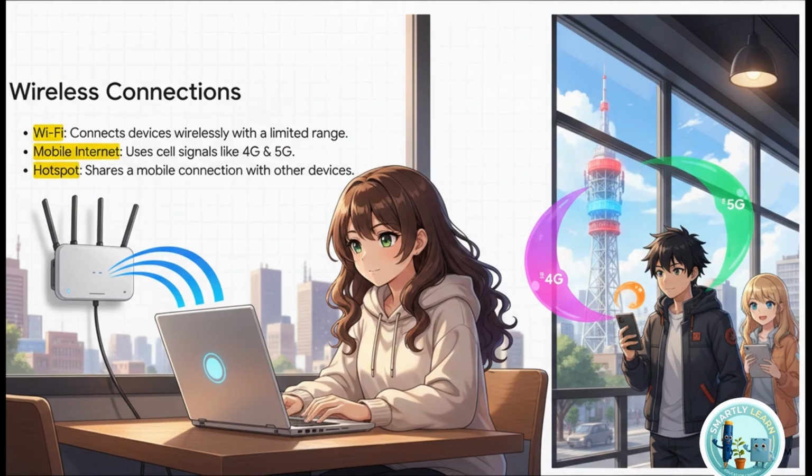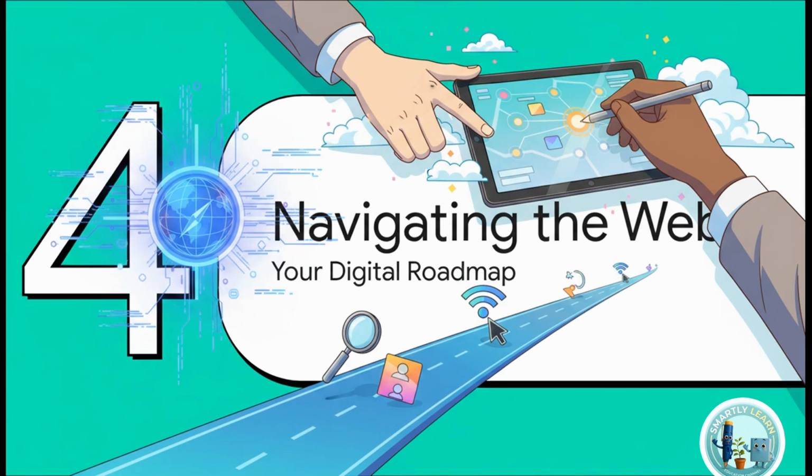And of course, today, so much of our access is wireless, right? You've got Wi-Fi, which uses a router to connect your devices at home or at the coffee shop. Then there's mobile internet, using 4G and 5G signals, which lets you get online pretty much anywhere you have cell service. And a hotspot? That's just a cool way to share your phone's mobile connection with other gadgets, like your laptop.